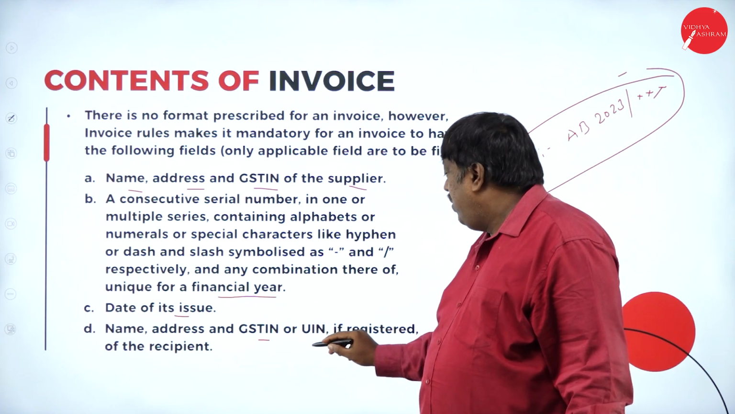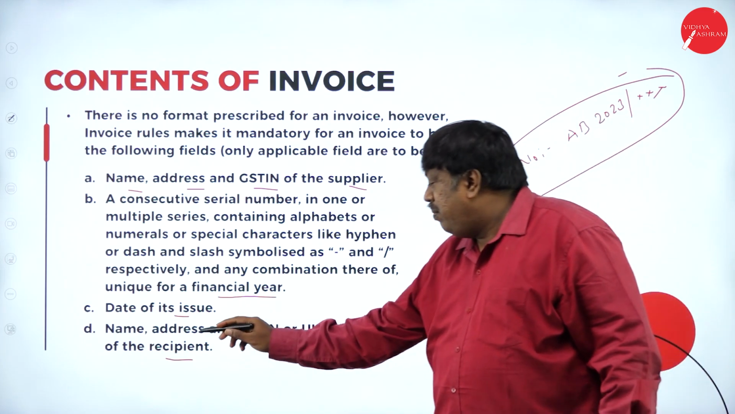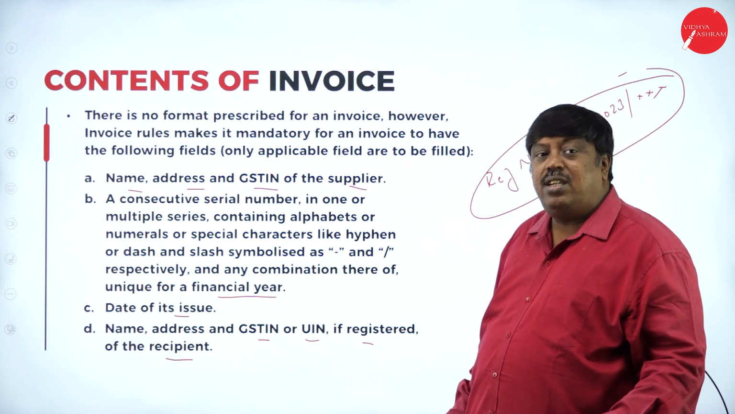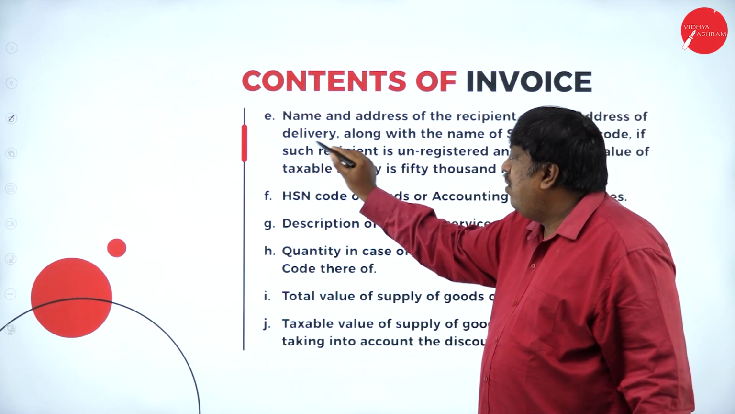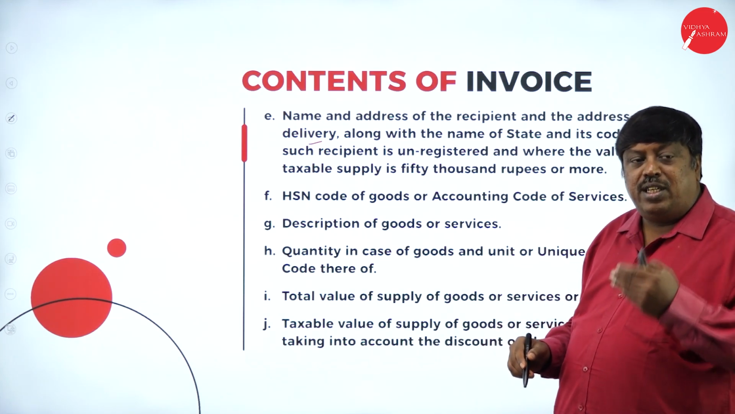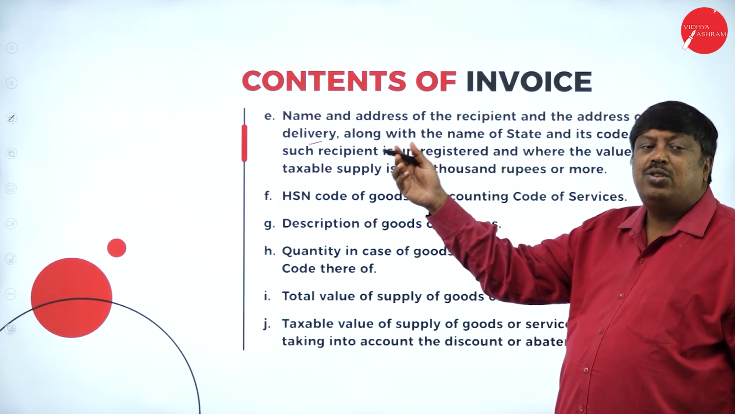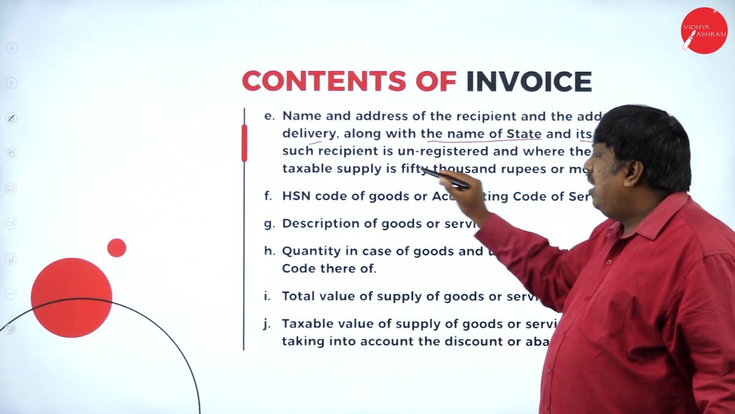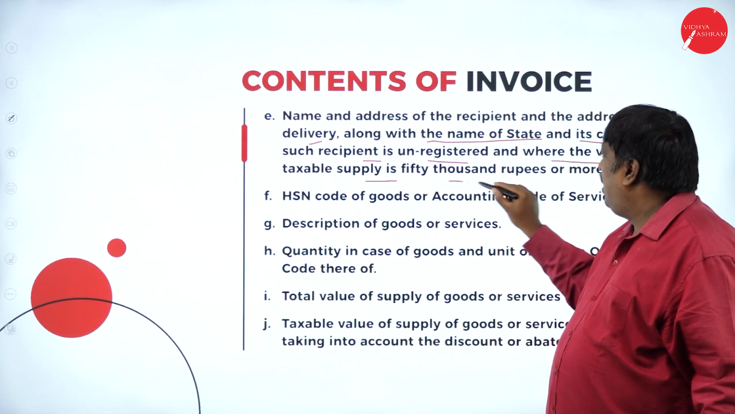Name and address of the recipient, that is the purchaser, with his GSTIN or unique identification number if he is a registered person. Next, the fifth one: the name and address of the recipient and the address of delivery where the goods have to be delivered. For example, if I'm in Mysore and I've purchased goods from a person in Bangalore, I'll inform him the goods have to be delivered to Hyderabad. So we have to record the delivery place along with the name of the state and its code, where the recipient is unregistered and the value of taxable supply is 50,000 rupees or more.